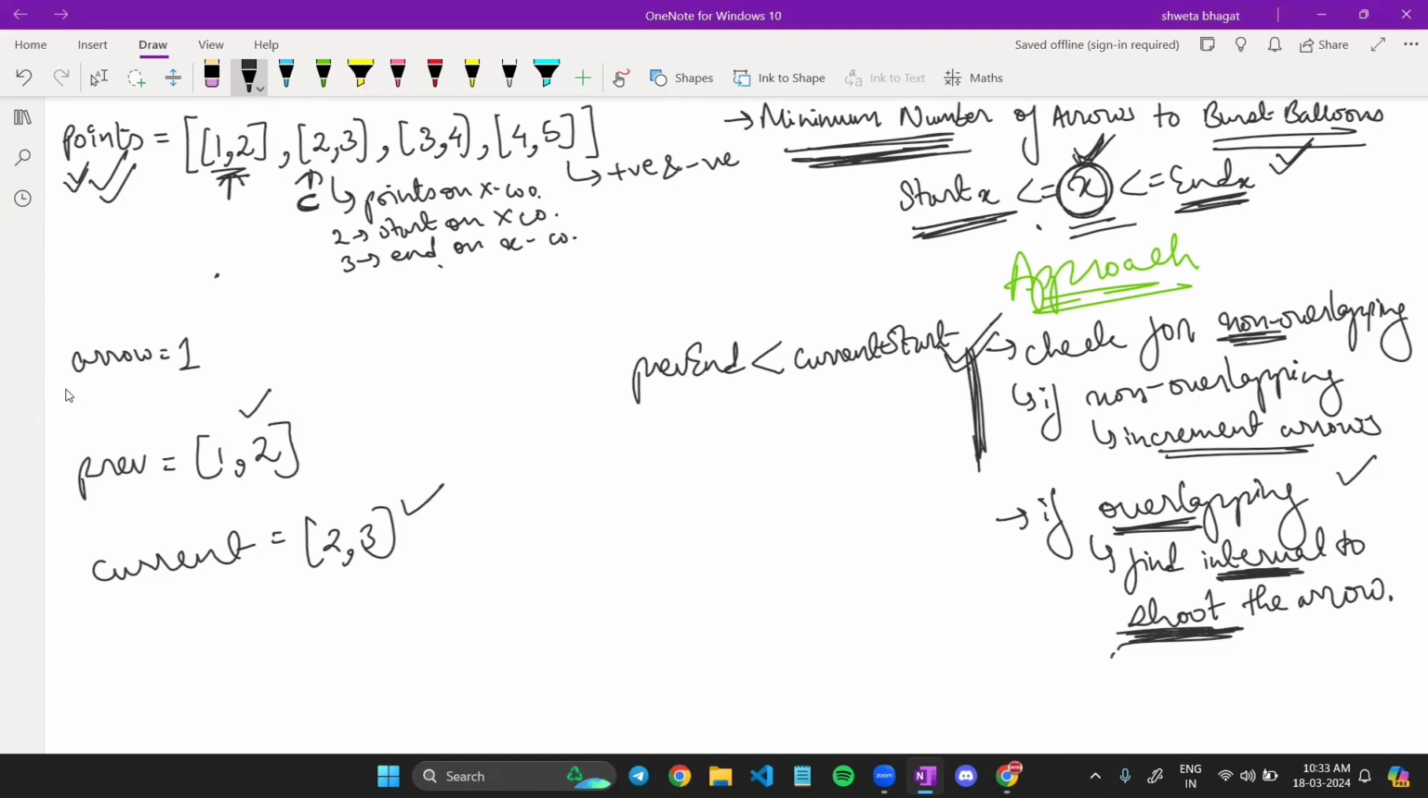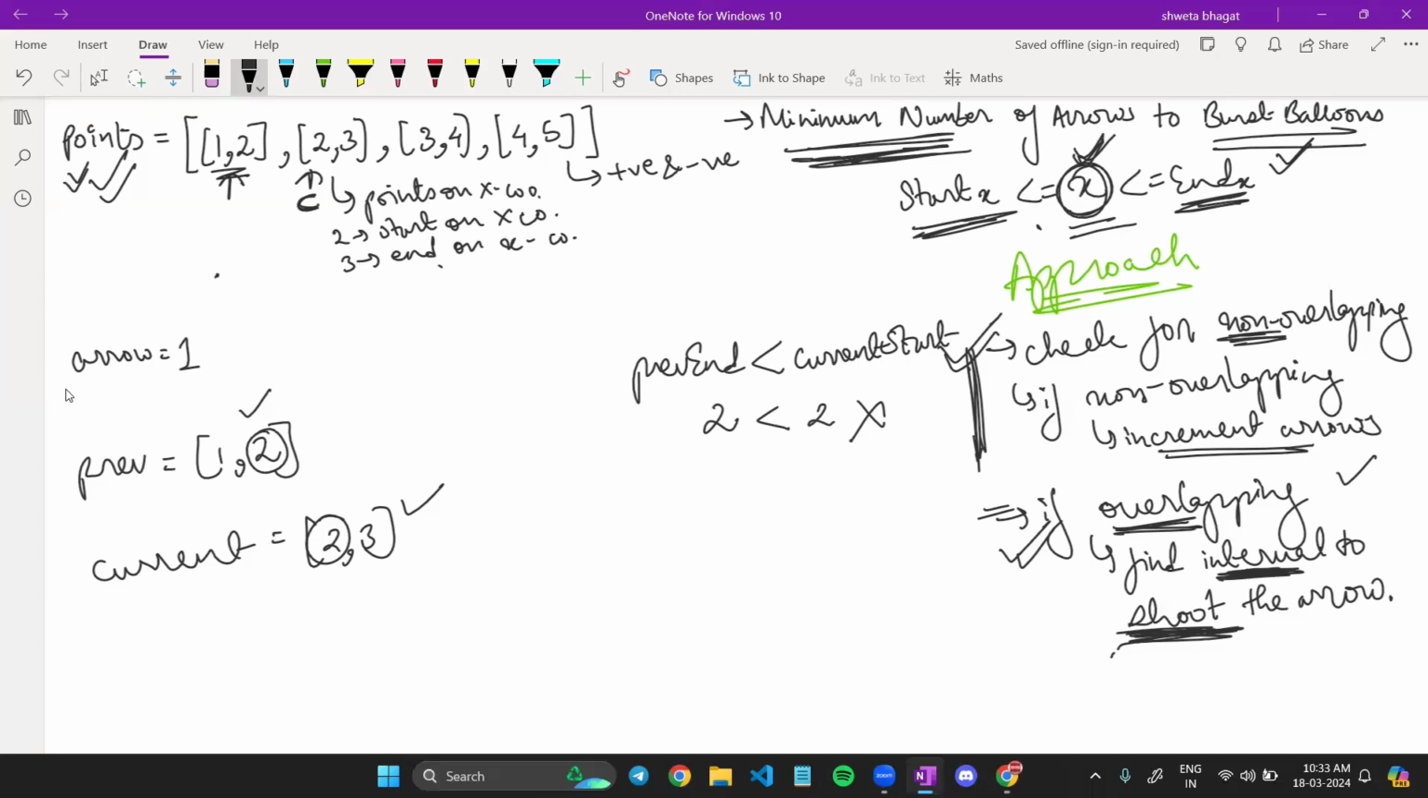So we will see what the previous end is. Previous end is 2, and what is current start? Current start is 2. So is this 2 less than this 2? So it's false, right? So what does it mean? It means that they are overlapping. So if they are overlapping, then what are we going to do? We are going to find the interval where we should shoot the arrow. So how are we going to find it?